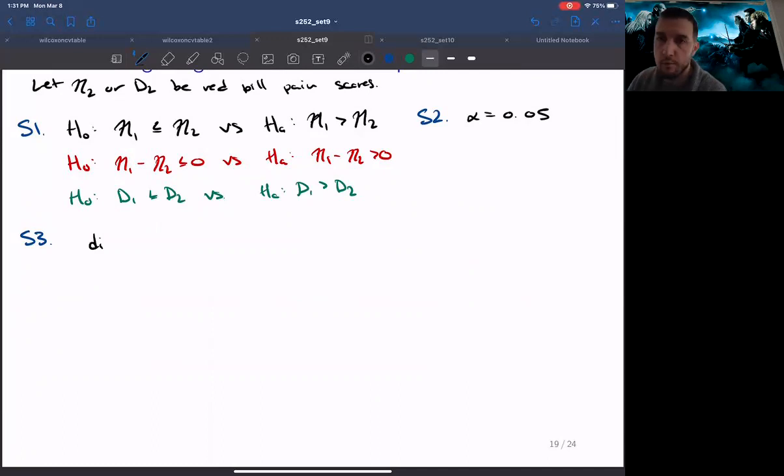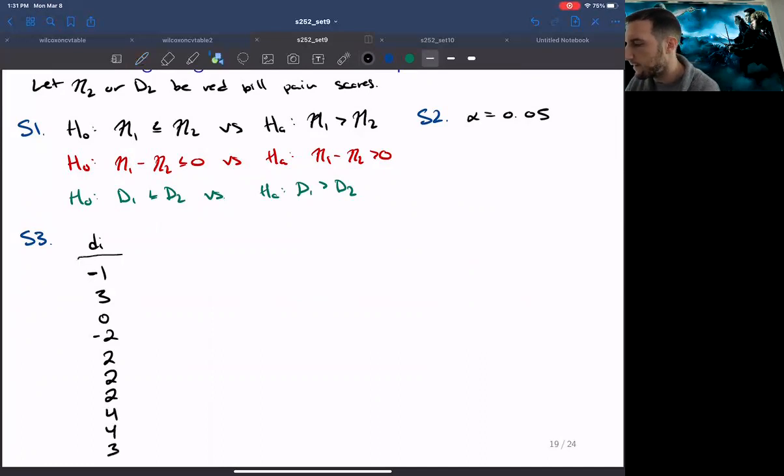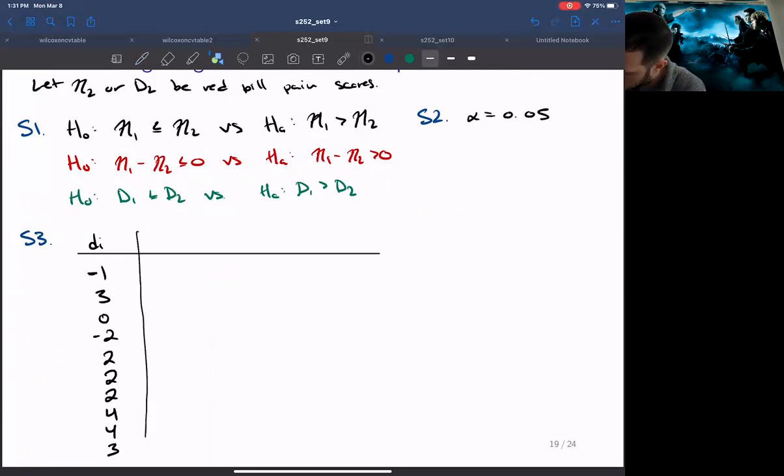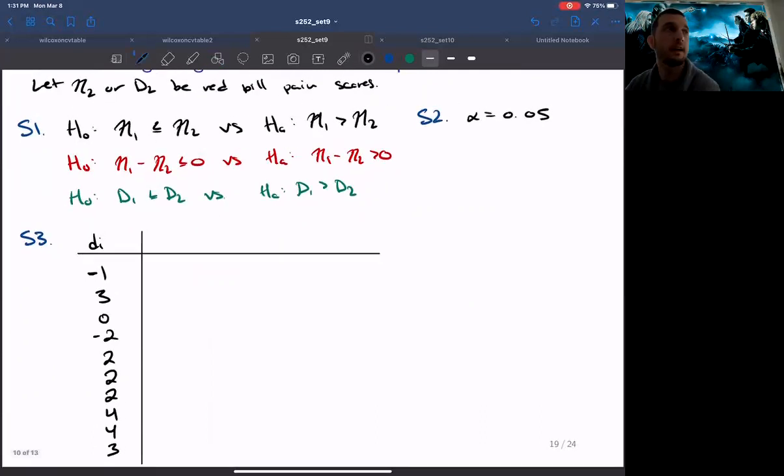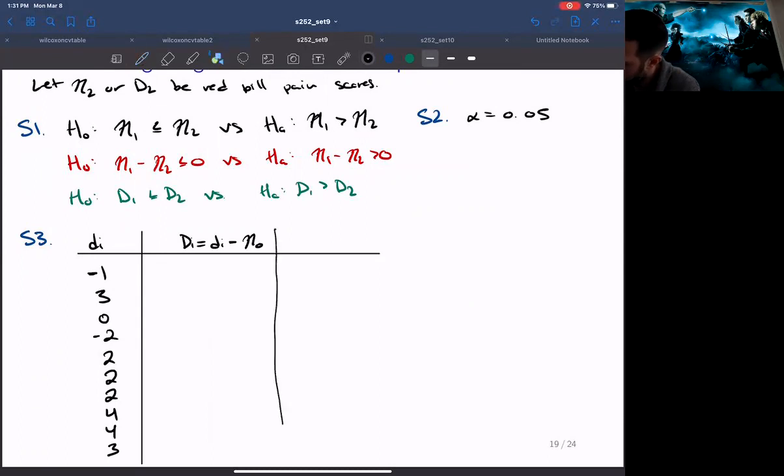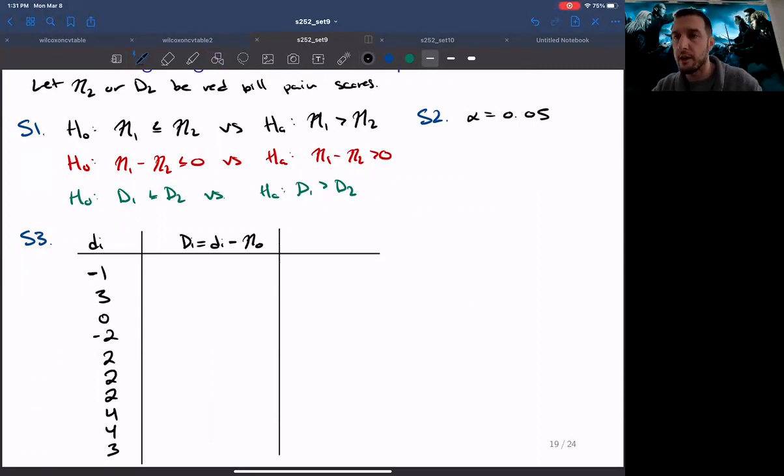So in the DI column, we're just going to list the differences that are given to us. So we'll have negative 1, 3, 0, negative 2, 2, 2, 2, 4, 4, 3. We're going to have lots of ties to break here. Then in the second column, we're going to have the capital DI, which is DI minus eta zero, we'll call it in this case. Because it's a two-sample test, we're working around a hypothesized value of zero. So our comparisons in these cases are all with respect to a value of zero.